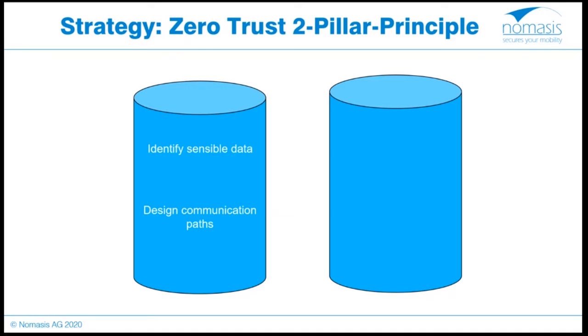The second pillar is then the access to the data. So who accesses the data? When, where, why, and how does he access the data? And of course, what is done with the data? So these are the two base pillars for approaching a zero trust environment.